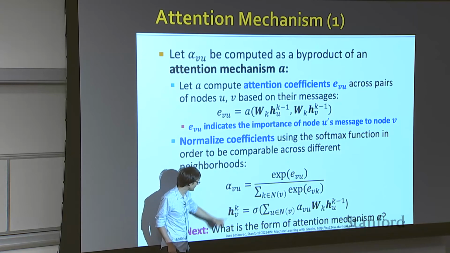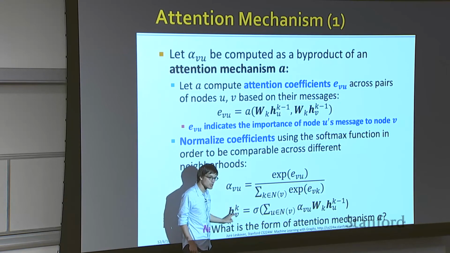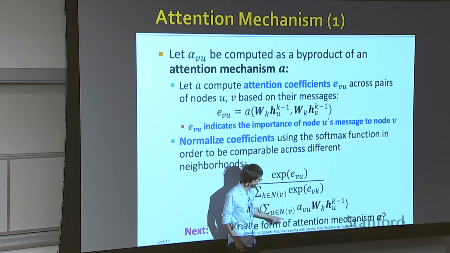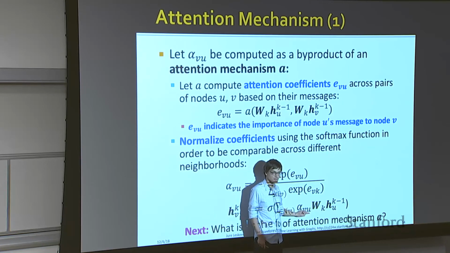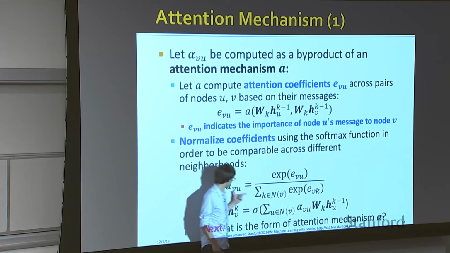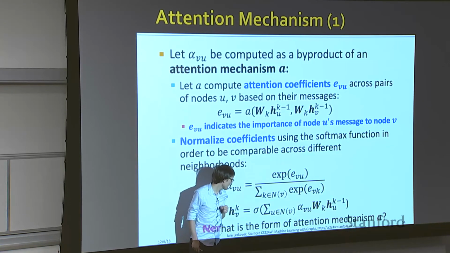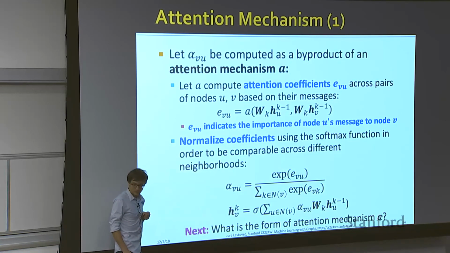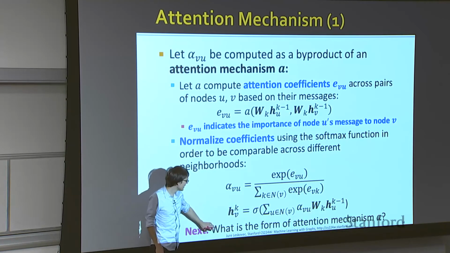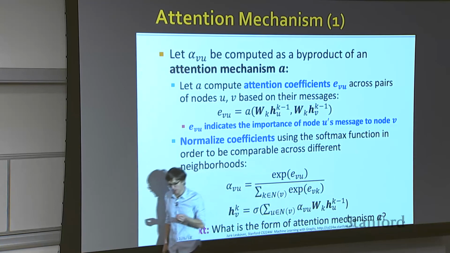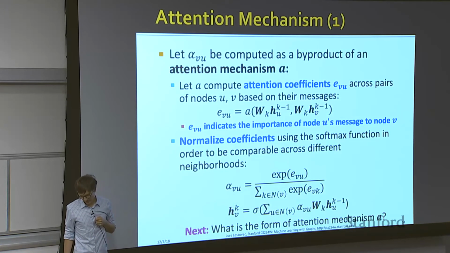But now I have a weight. So now in my aggregation, what is different is, again, I'm aggregating over the neighbors, but now I'm also having the weight here. This alpha UV comes from here, where EUV comes from there. And now the question that we need to decide next is, what is the form of this attention mechanism? How would we go and learn it?